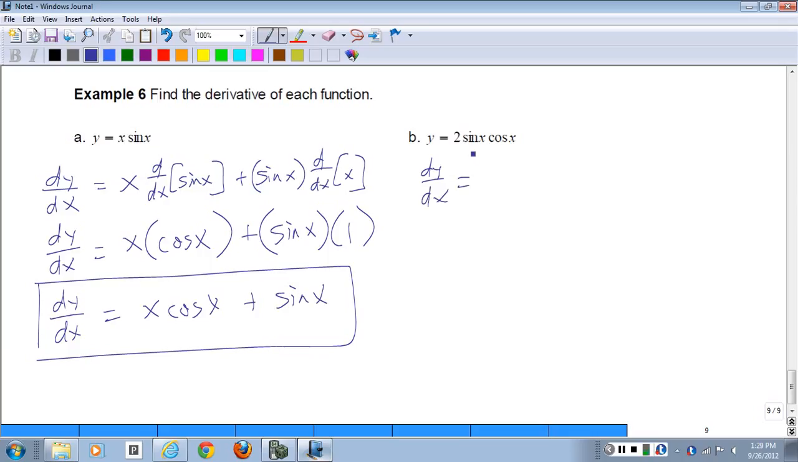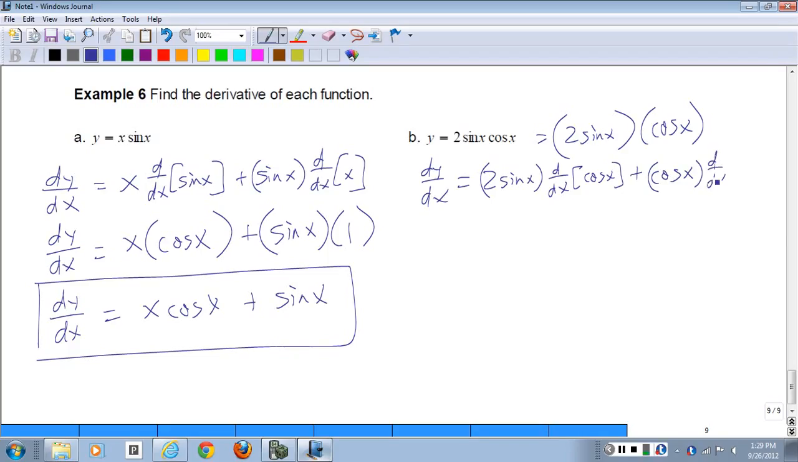Now the 2 you could leave on the extreme outside if you want to, and just deal with sine x cosine x, or it wouldn't be too tough just to associate the 2 with the sine x. I'm going to associate the 2 with the sine x. Either way, we're using the constant multiple rule, but I'm going to think of this as 2 sine x times cosine x. You could do it a little bit differently if you'd want to. I'm going to do it like that. So it's the first times the derivative of the second plus the second times the derivative of the first.